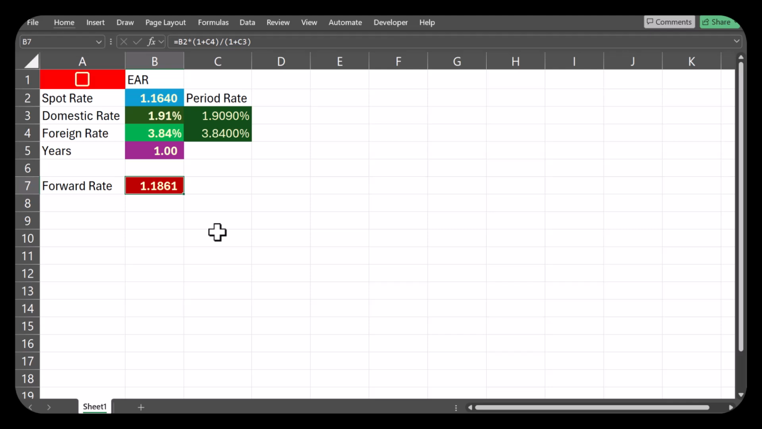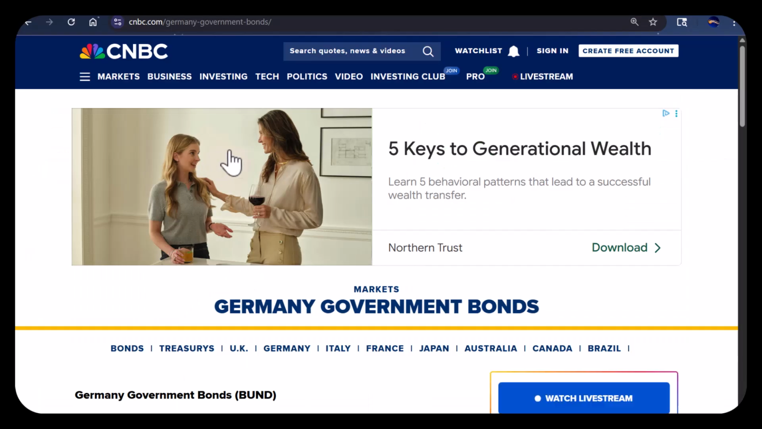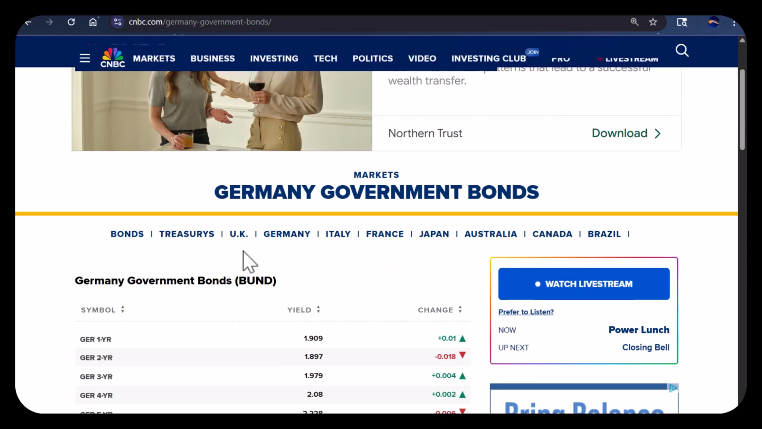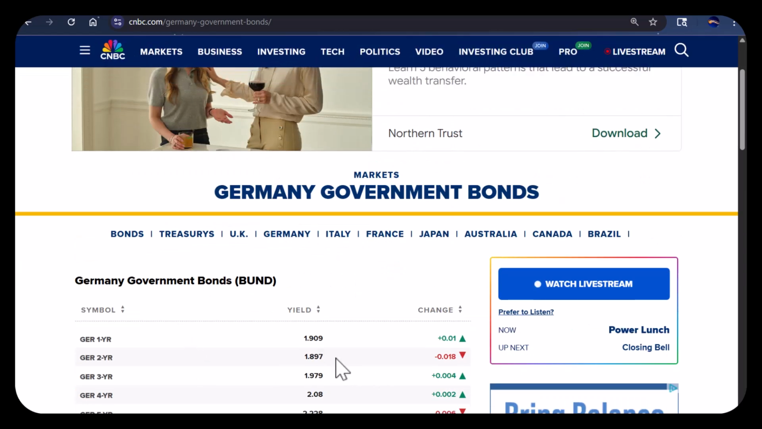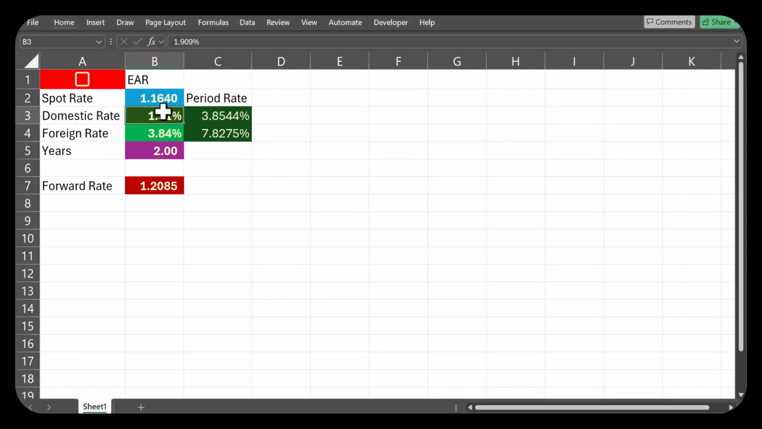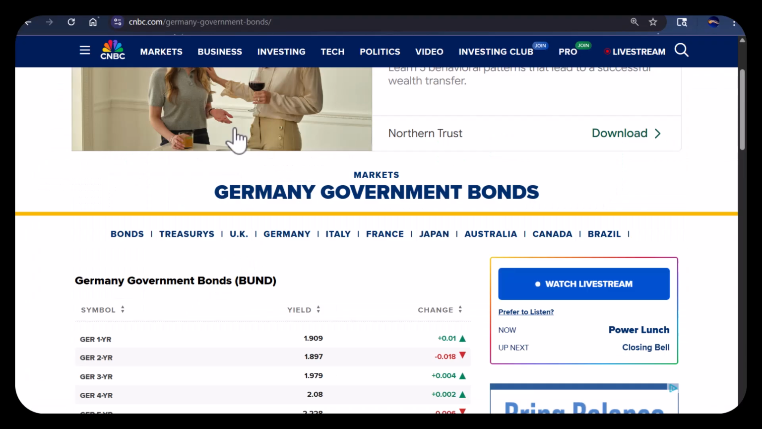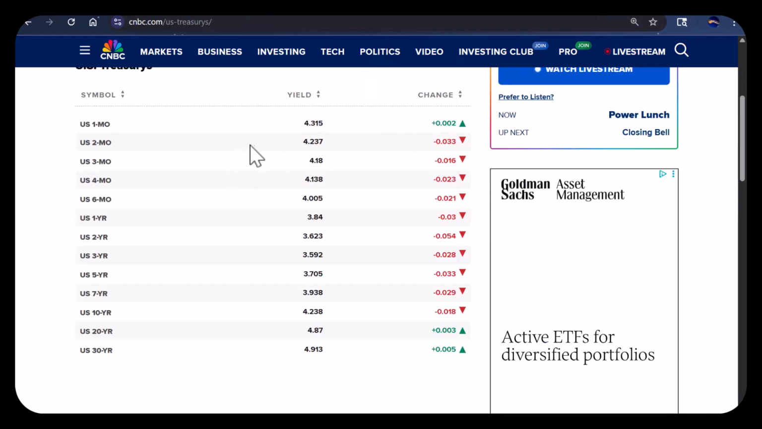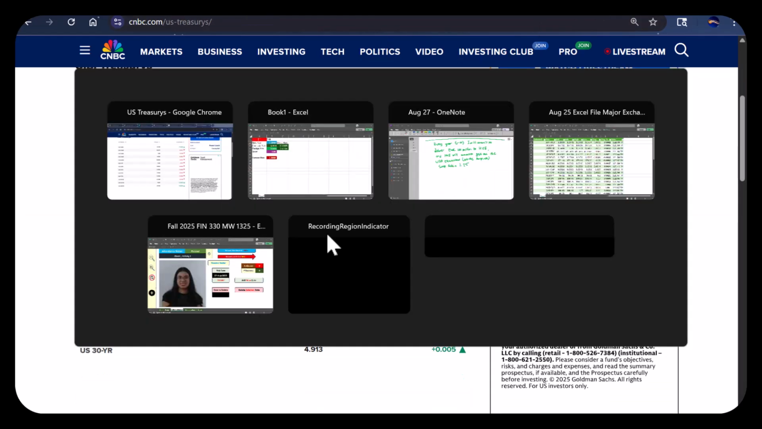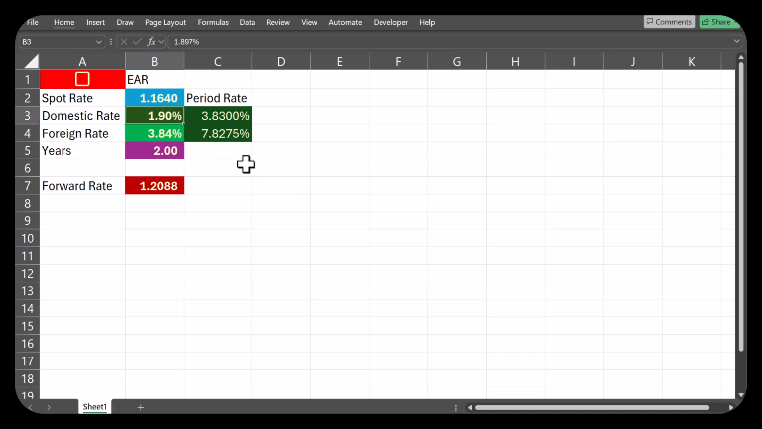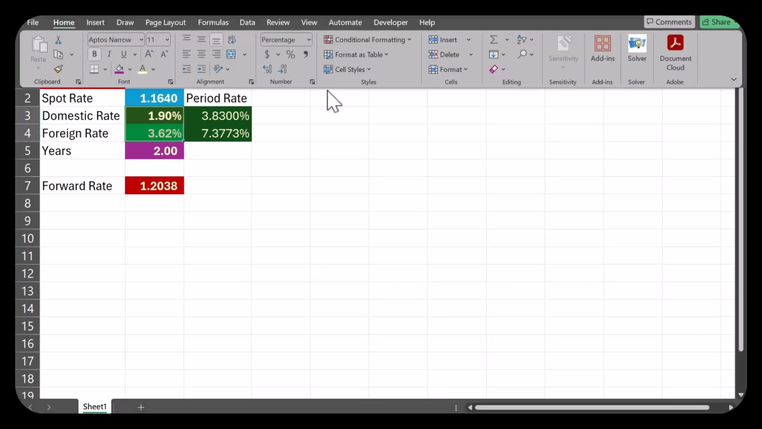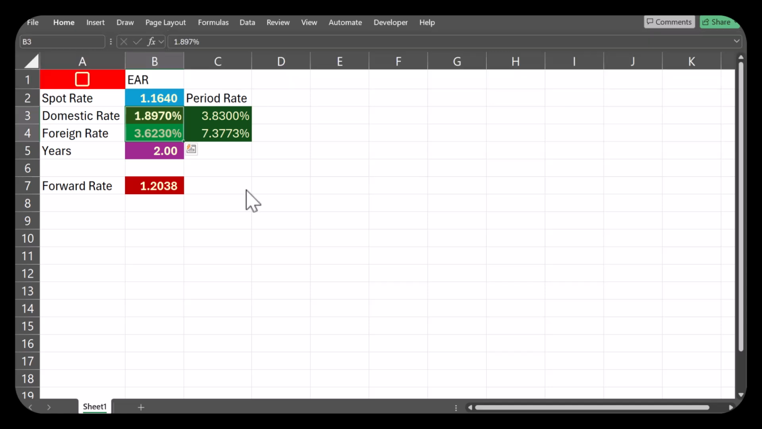Let's just change the rates. 1.897, 3.6230. Maybe I should add some more digits to these. It's even higher. Let's do 10 years.